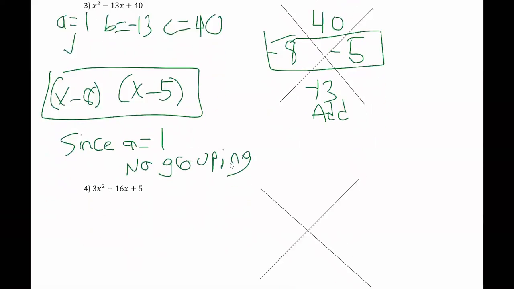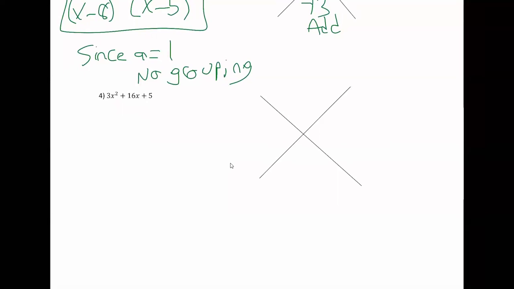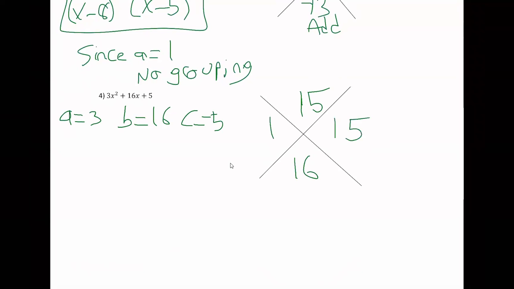All right. So let's look at a little bit more of a challenging one, because if you see in this next question, our A is 3, so it's not 1. So that means we need to do the grouping process. So if we multiply our A times our C, that would be 15. Our B goes on the bottom. So what multiplies to 15 and adds up to 16? Well, that would be 1 and 15.